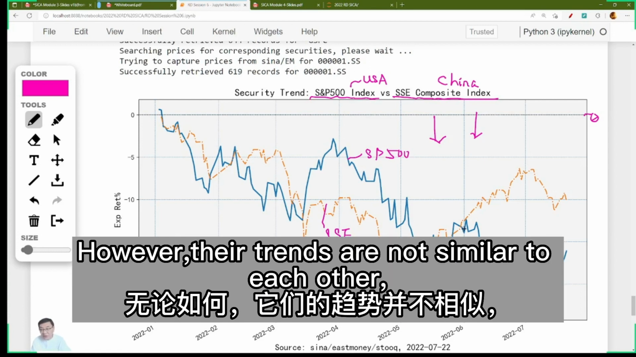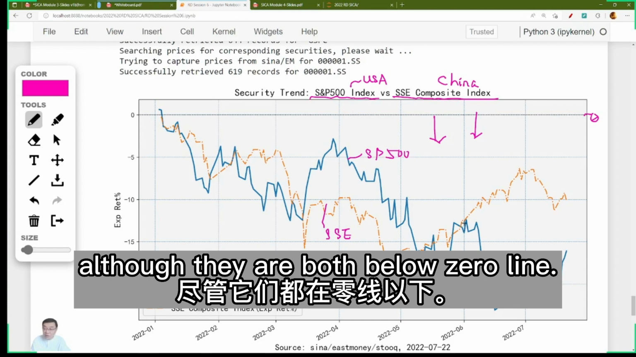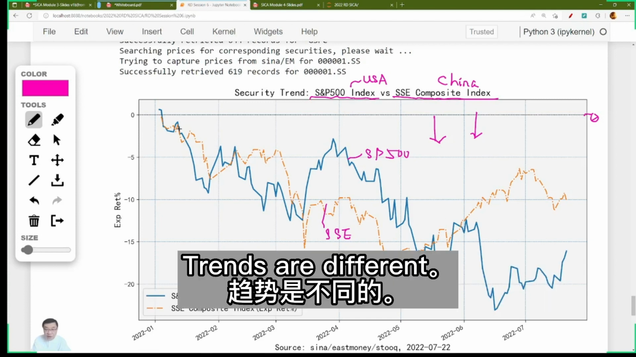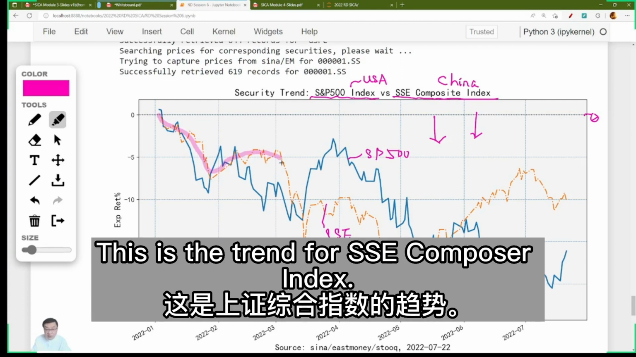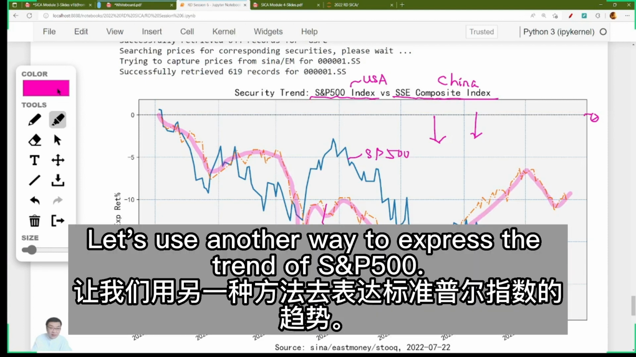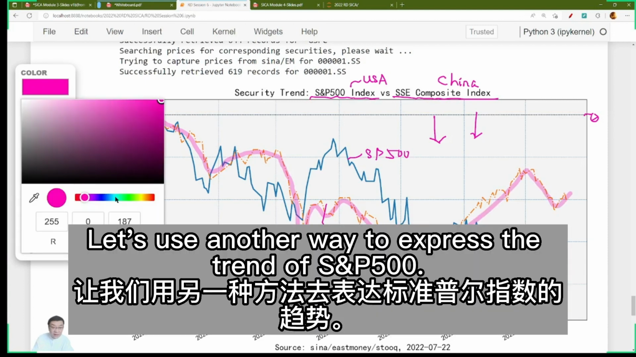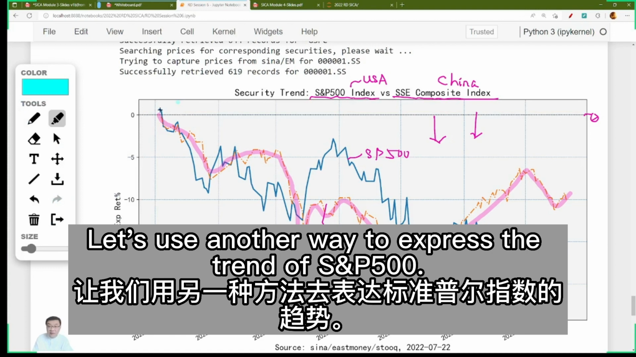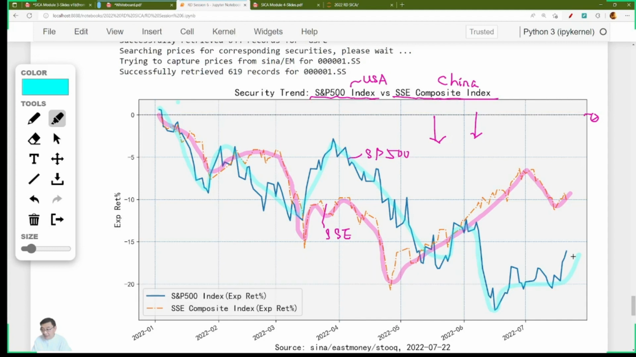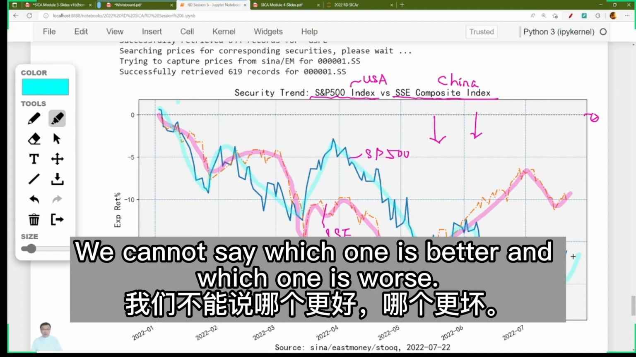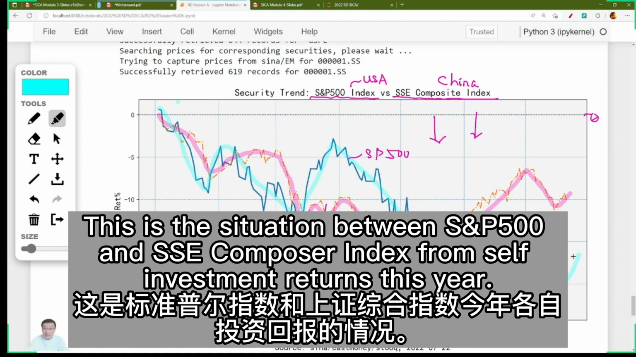However, their trends are not similar to each other. Although they are both below zero lines, the trends are slightly different. This is the trend for SSE Composite Index. Let's use another way to express the trend of Standard & Poor 500. This is the trend. They're not similar to each other, right? We cannot say which one is better, which one is worse. This is the situation between Standard & Poor 500 and SSE Composite Index in terms of investment returns this year.